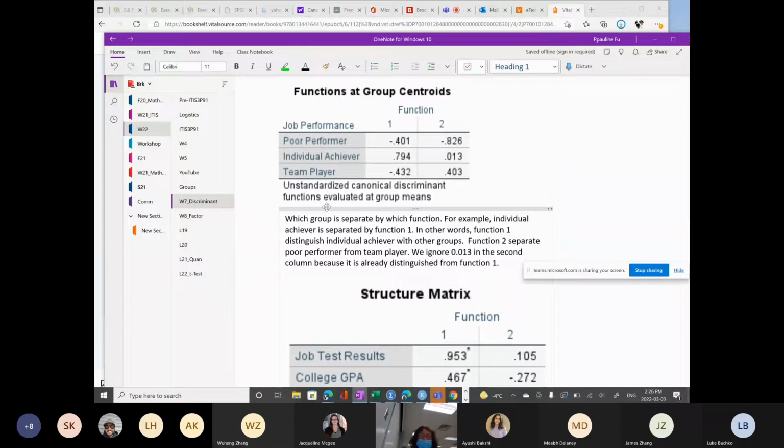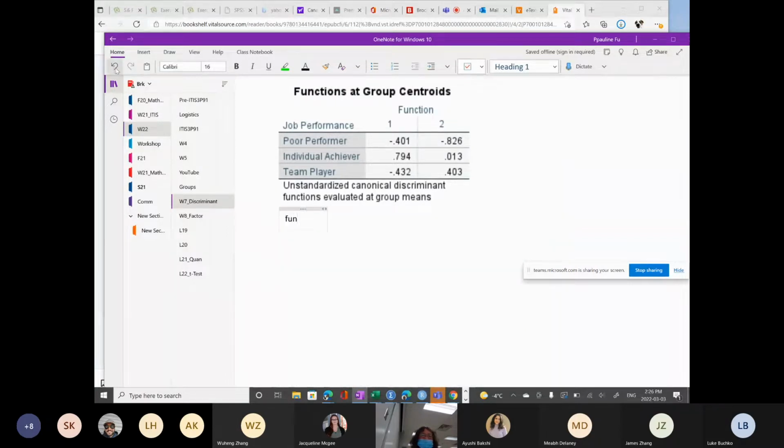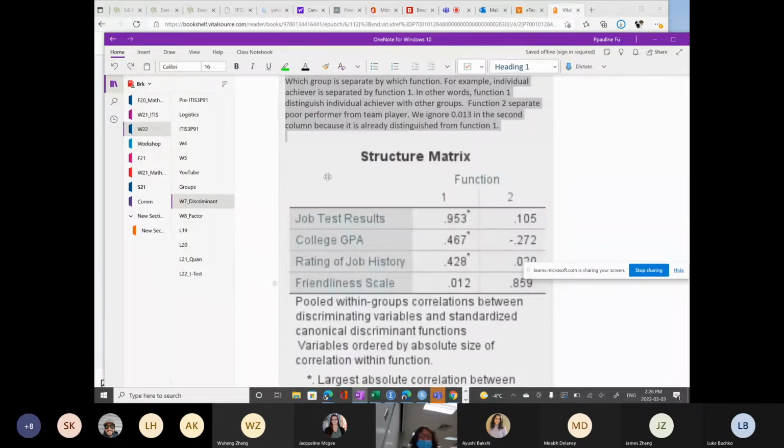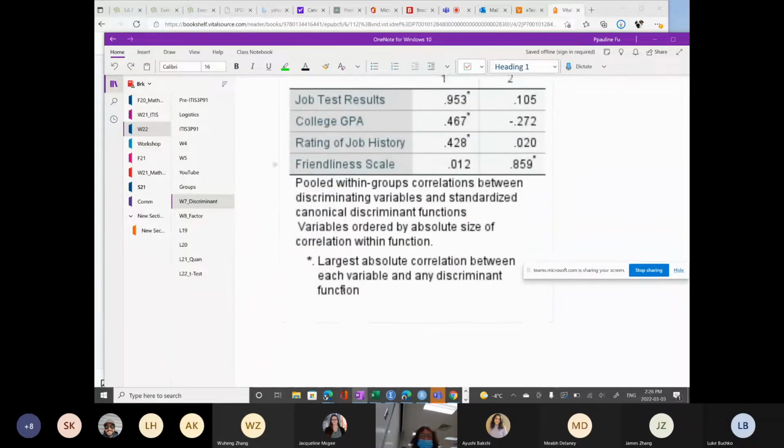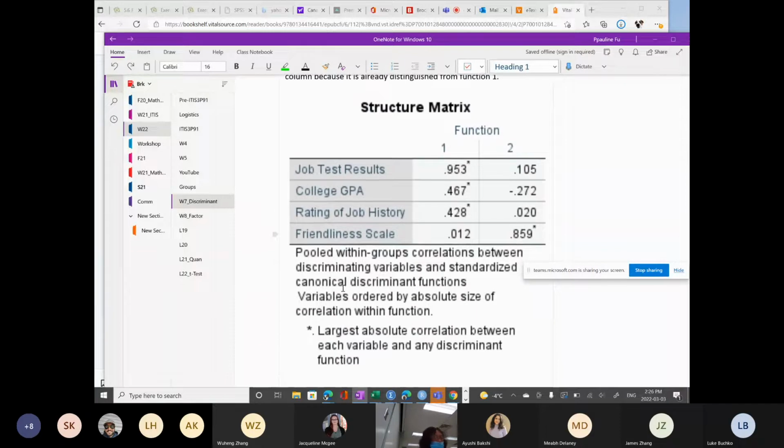This is explain function. So now I'll explain this table, the structure matrix. This table explains which variable to interpret for each function. So what does the structure matrix do?